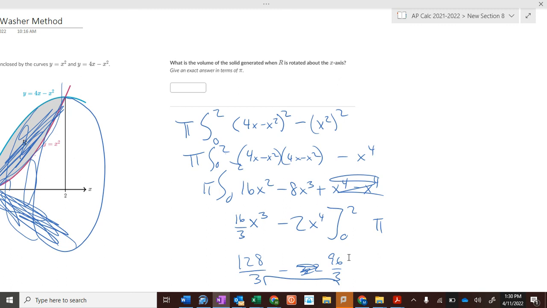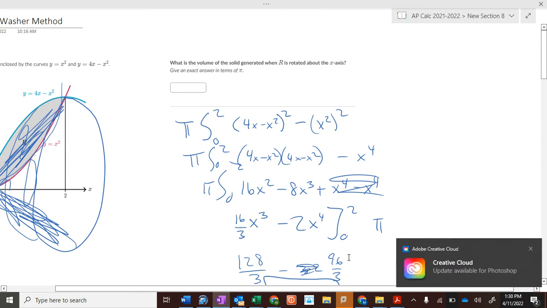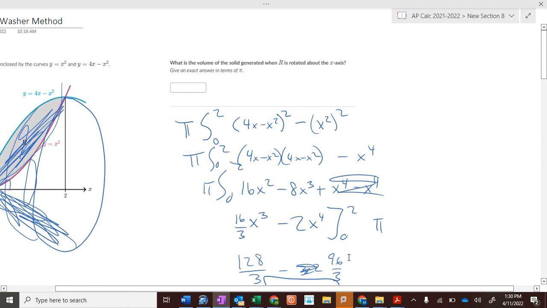Times square root of 3 over 2. So square root of 3 over... what is it? 4 square root of 3.